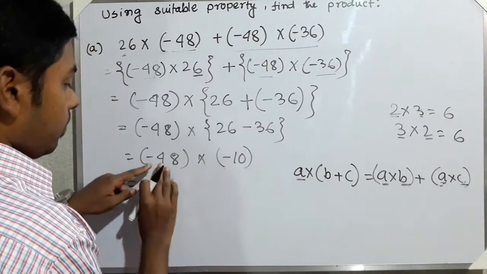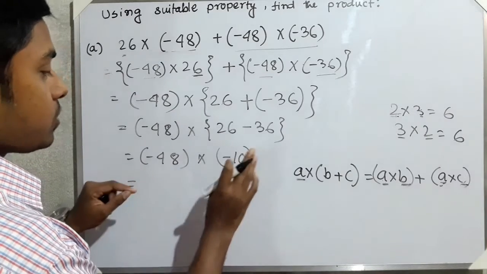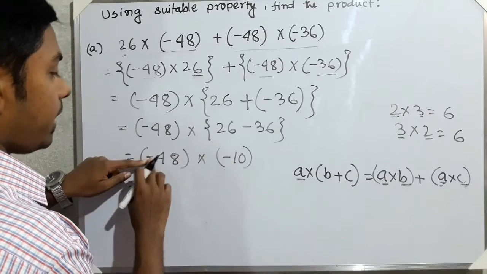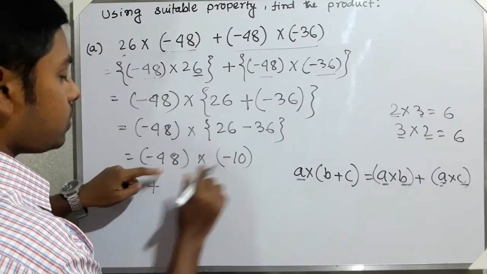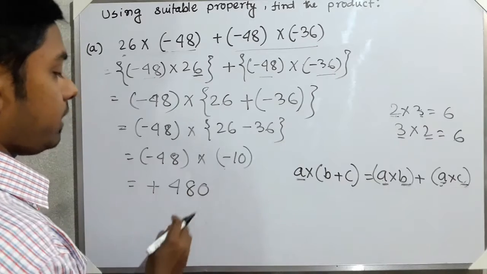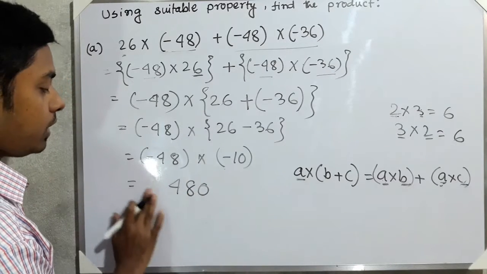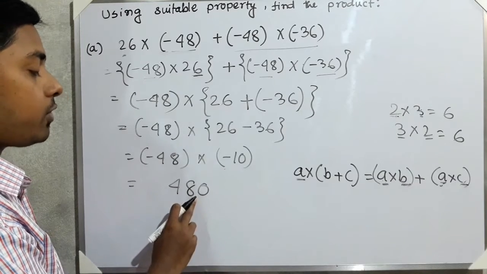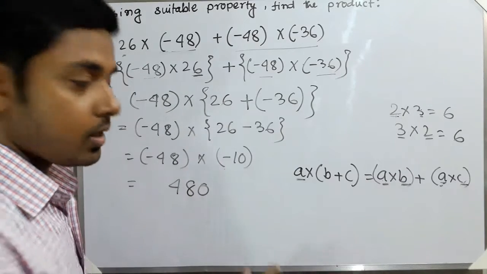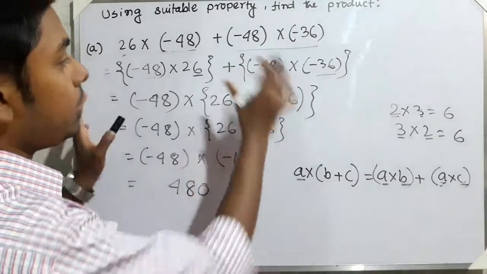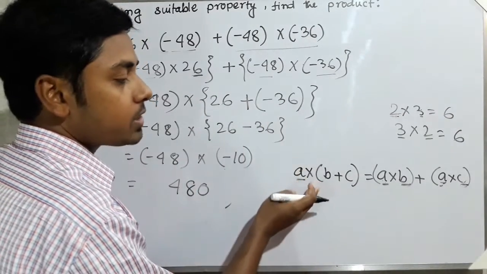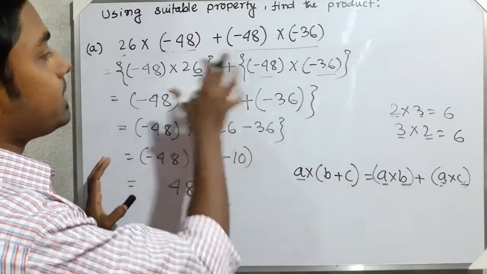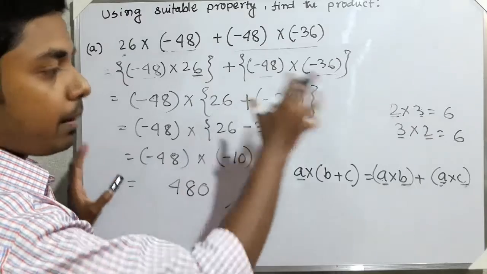Now for minus 48 into minus 10, first of all you have to multiply the notation, that means the symbol. Minus into minus equals plus, and 48 into 10 is 480. If you do not write any symbol before the starting number 480, that also means plus. So this is the solution, and when using property, in most cases you have to think of using the distributive property. So first of all we will solve the same types of questions from among all the questions.